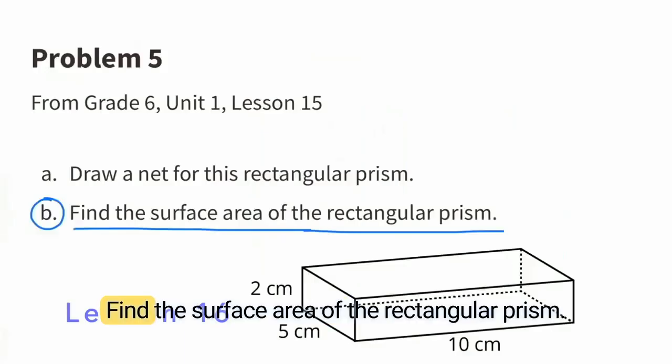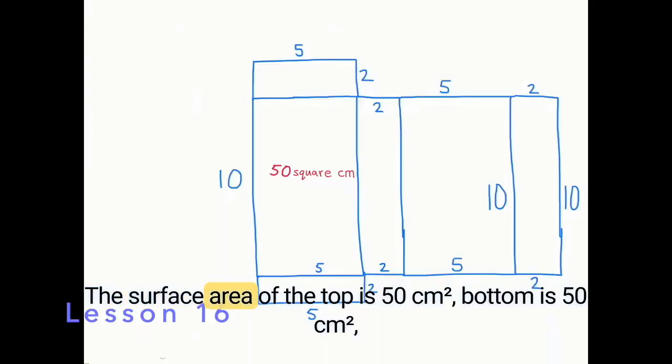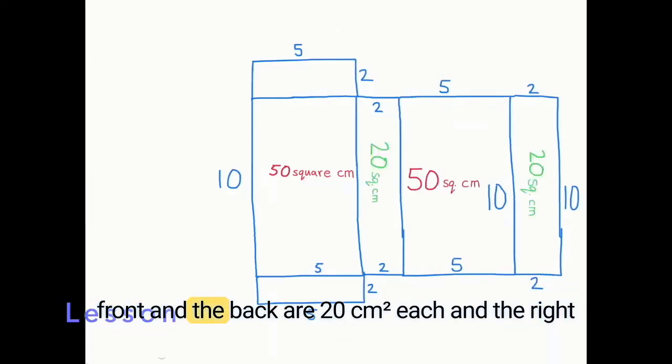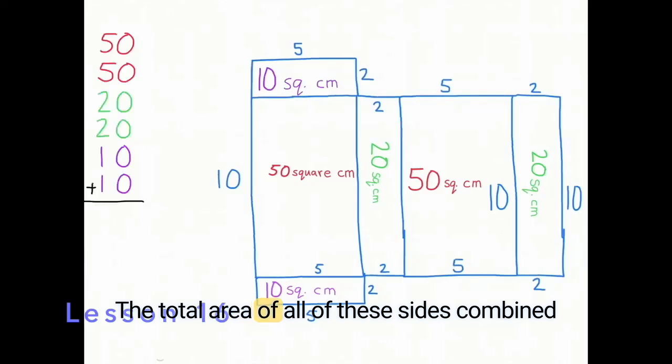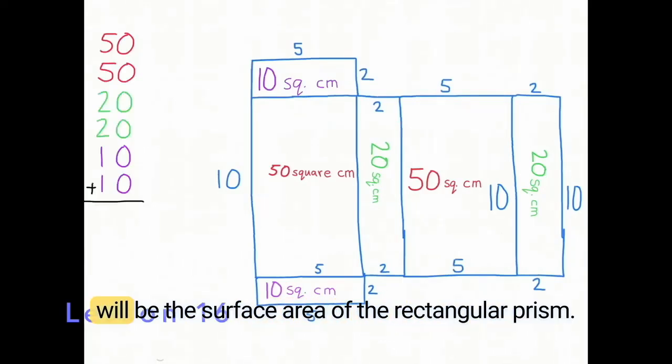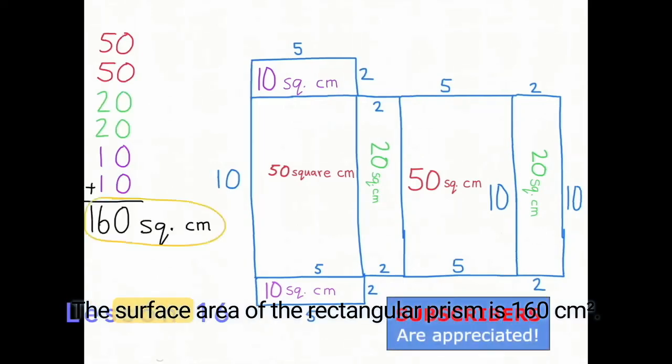B. Find the surface area of the rectangular prism. The surface area of the top is 50 square centimeters, the bottom is 50 square centimeters, the front and the back are 20 square centimeters each, and the right side and the left side are 10 square centimeters each. The total area of all of these sides combined will be the surface area of the rectangular prism. The surface area of the rectangular prism is 160 square centimeters.